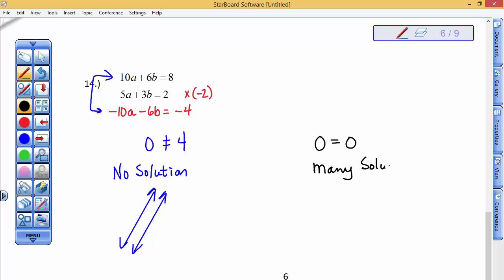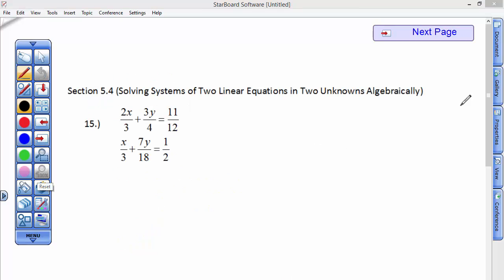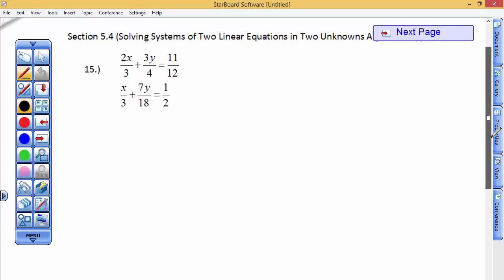So there are only two choices here by elimination. One, you get a statement that's not true and there's no solution, and so it's inconsistent. Inconsistent is the only time that there are no answers. Consistent is when there are answers, and in this case there are many, so it's a consistent system. It has some solutions. The next couple problems involve fractions, and they're pretty interesting.